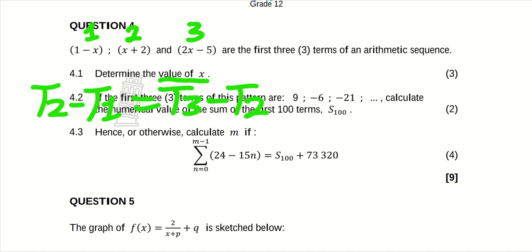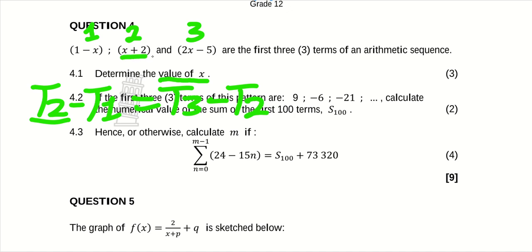So that's why I created an equation, and I equate t2 minus t1 to t3 minus t2. So if it's an equation like this, it becomes easier. I can easily solve for x. So all I have to do right now is to substitute with the values t2, t1, t3. Okay, so let's start with t2.